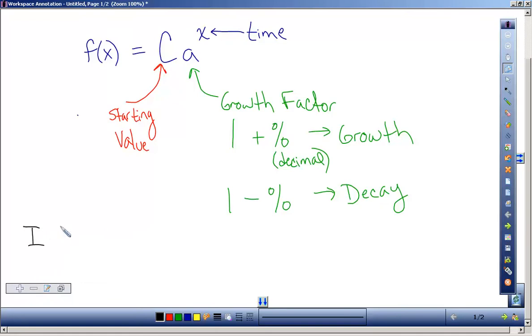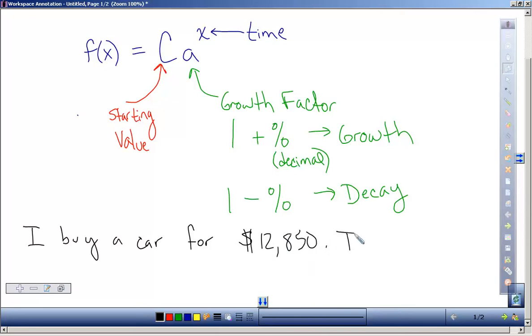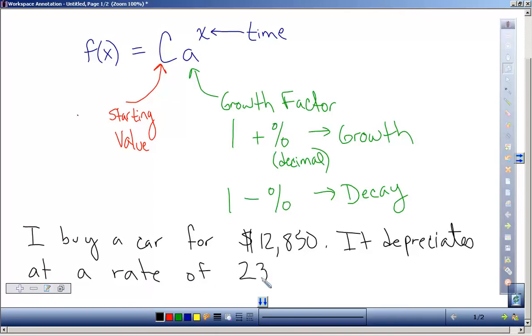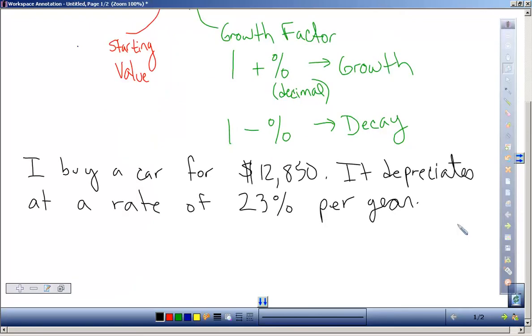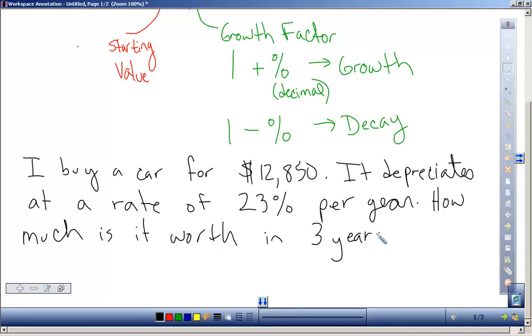For example, if I buy a car for $12,850. It depreciates at a rate of 23% per year. How much is it worth in 3 years? So I bought a car for $12,850.